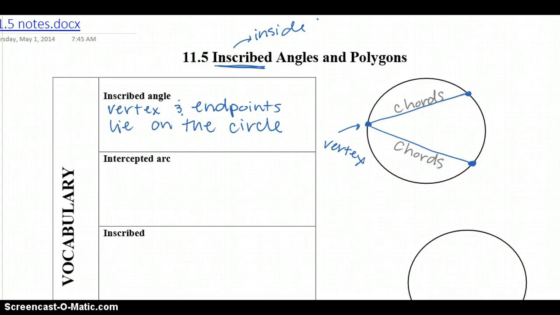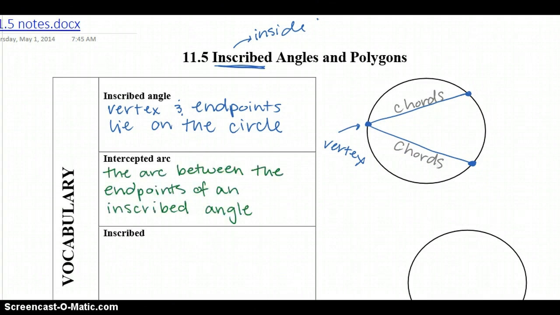Alright, we also have an intercepted arc, which is the arc between the endpoints of an inscribed angle. So on our picture here, if we're talking about this inscribed angle, this is the intercepted arc between the endpoints of that angle.